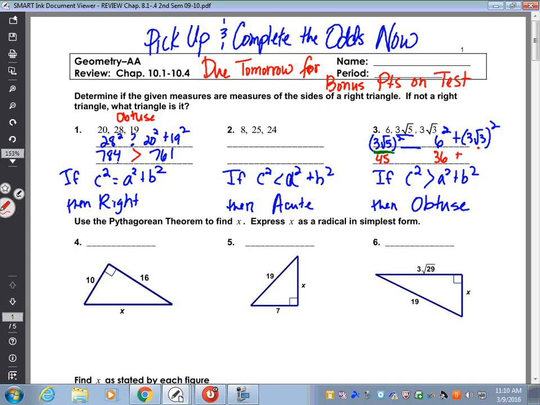C is always the biggest side. So it had to be the biggest number, Blake. So 6 is C? No, 6 is not C. Why wasn't 6 C? Because it's not the biggest number. This one's 7? After I square it, it comes out to be 27. It's 63. All right, so this is 63. This is less than that, so this answer is acute.